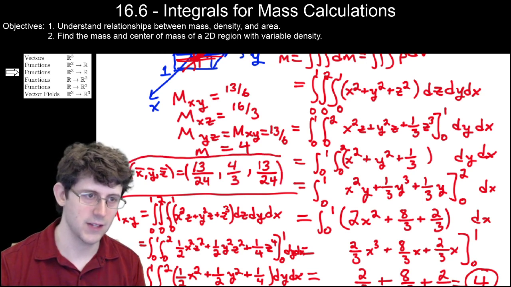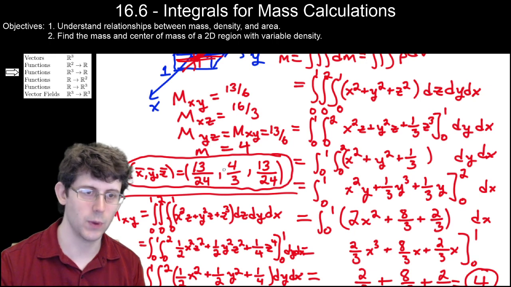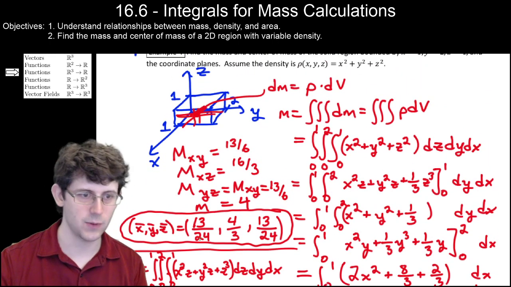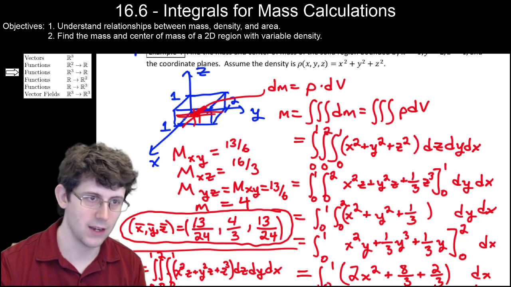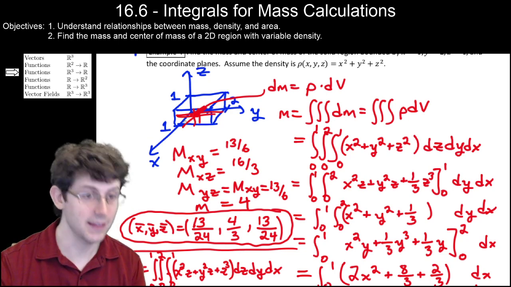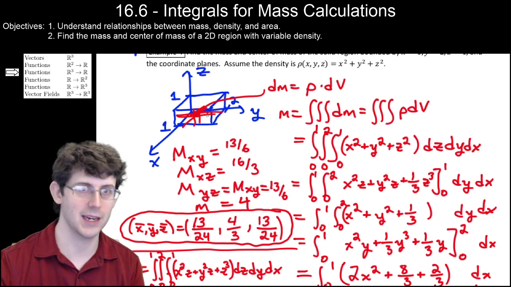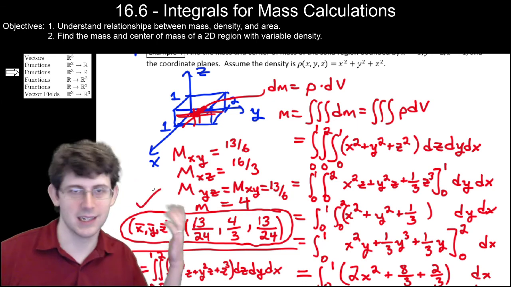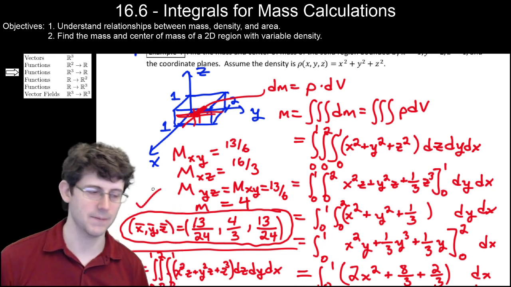I'm a little afraid to do this, but let's check to make sure that this point is actually inside the box. Okay, 13/24 means we don't quite go all the way out to 1 in the x direction. That's good. 4/3 is more than 1 in the y direction, but that's okay, because the y goes out to 2. And 13/24, yeah, okay. So it's inside the box. That's our reasonable way to check this answer.